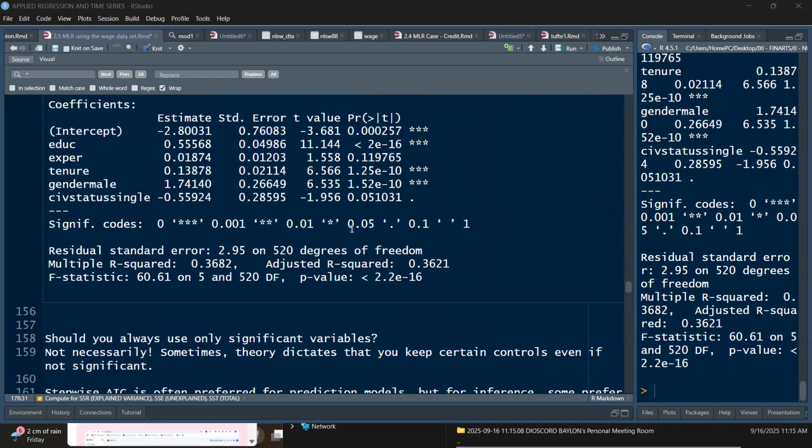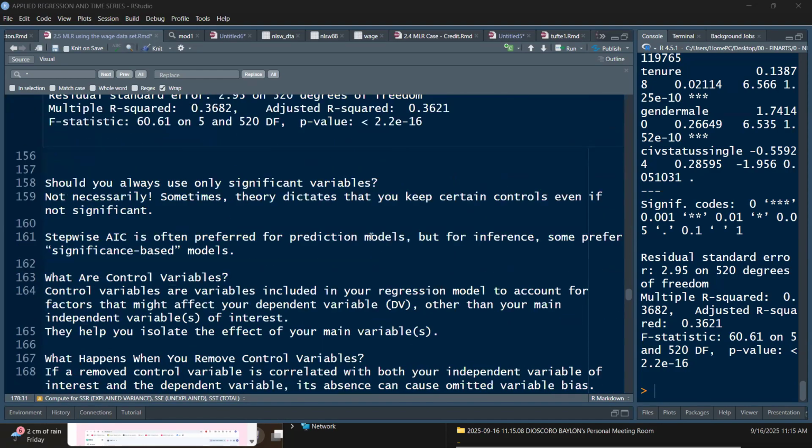All right. Let's first discuss this class. So in multiple linear regression, the question is, what will be our final model? Should we only use significant variables? The answer is a big not necessarily. If the theory dictates that, for example, experience is a very important predictor of hourly wage, even if it is not significant, you still include that in the model.